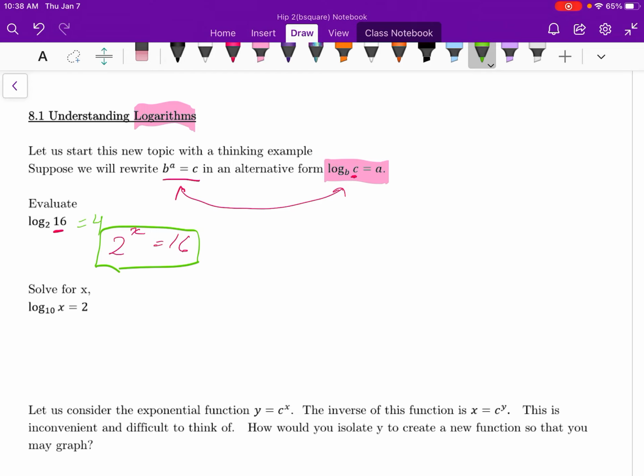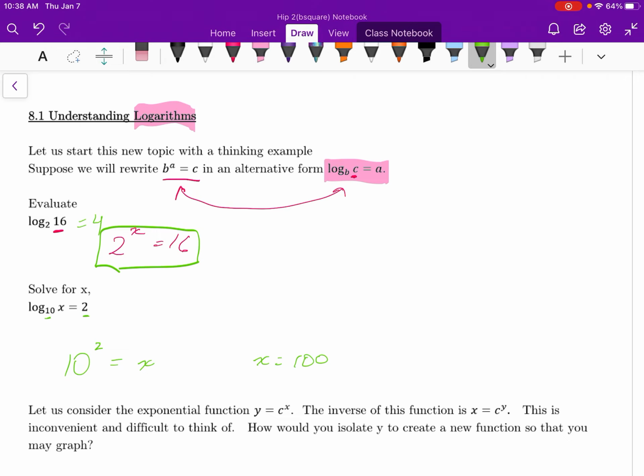Log base 10 of x is equal to 2. Well, this is my base, so base 10, the exponent is 2, is equal to x. Well, what is x? Oh, well, fair enough. x is equal to 100. So it's really just redefining what you know and maybe taking very deliberate action in rewriting it.